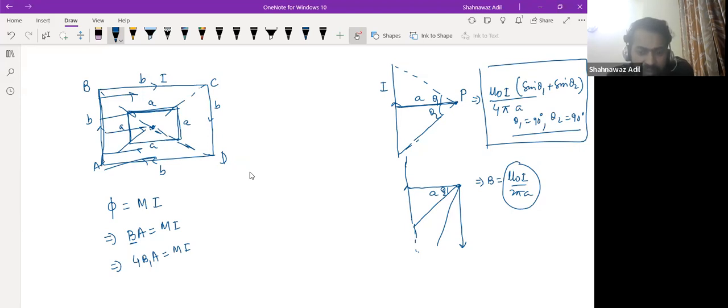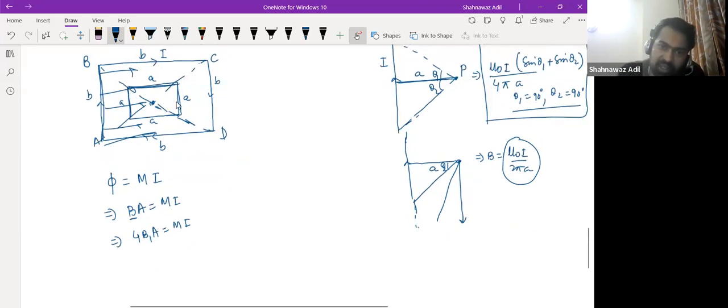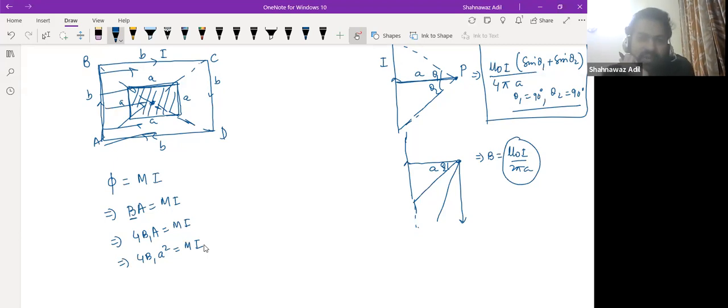Is it clear? Yes. And what would be the area? What is the area in which we are calculating this flux? The flux is generated in this area, so that would be a square. Clear? And we have to calculate the magnetic field at the center due to this wire AB.